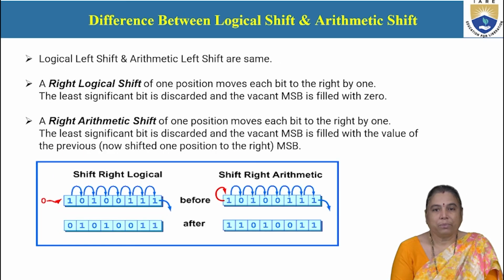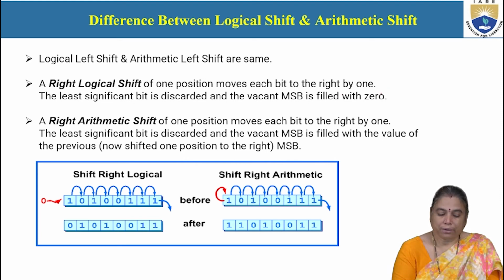So what is the difference between logical shift and the arithmetic shift? The logical left shift and arithmetic left shift are the same, but a right logical shift of one position moves each bit to the right by 1. The LSB is discarded and the vacant MSB is filled with 0. In a right arithmetic shift of one position, each bit also moves to the right by 1, the least significant bit is discarded, and the vacant MSB is filled with the value of the previous bit.